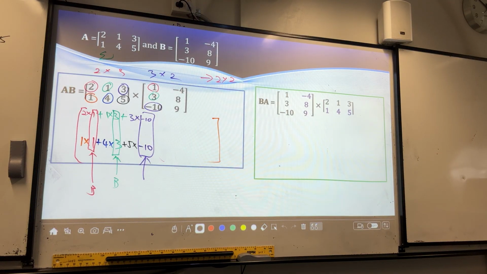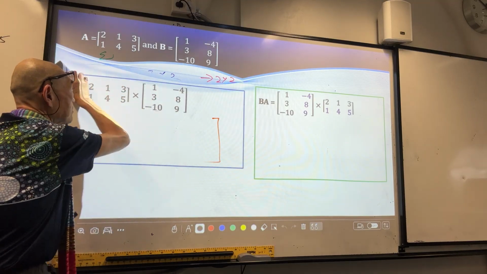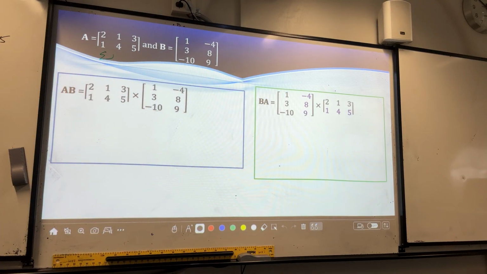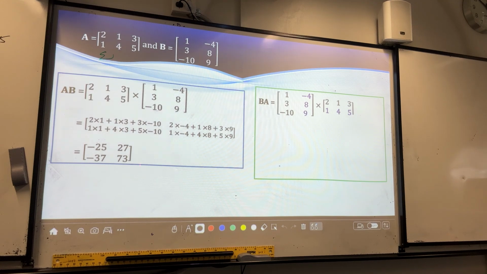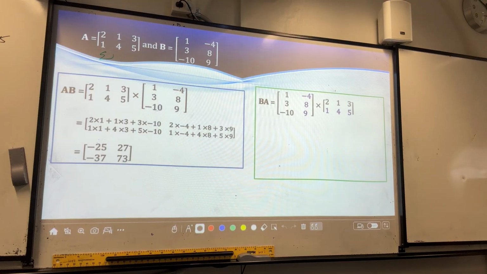Alright, I'm going to clear the board and review my answer. I've got my answer already typed out. So, look at this. This is how I did it. 2 times 1 plus 1 times 3 plus 3 times 10. 2 times minus 4, 1 times 8, 3 times 9. And you've got a matrix of minus 25, minus 37, 27, and 73. Alright.